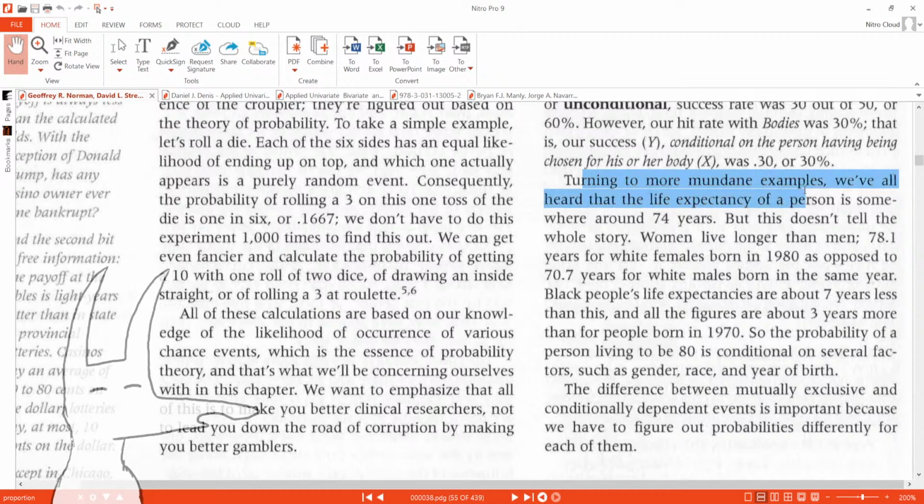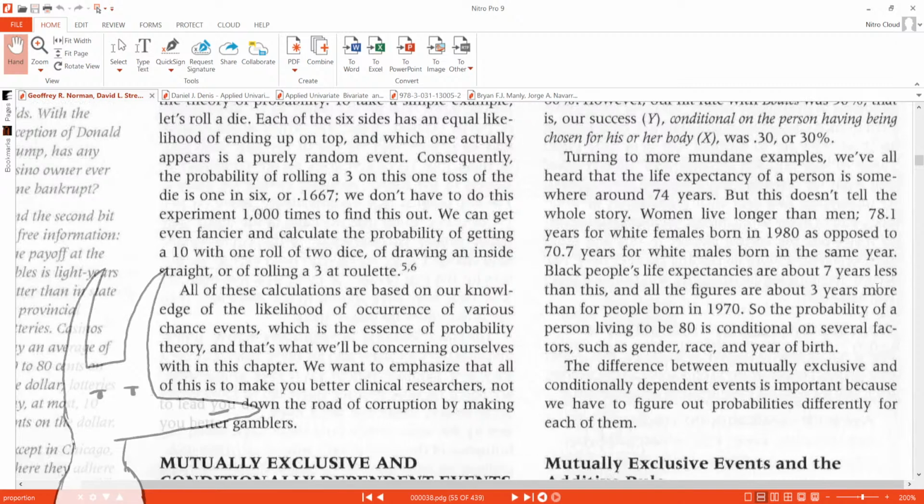Turning to more mundane examples, we've all heard that the life expectancy of a person is somewhere around 74 years. But this doesn't tell the whole story. Women live longer than men, 78.1 years for white females born in 1980, as opposed to 70.7 years for white males born in the same year. Black people's life expectancies are about 7 years less than this. That's a lot, honestly.